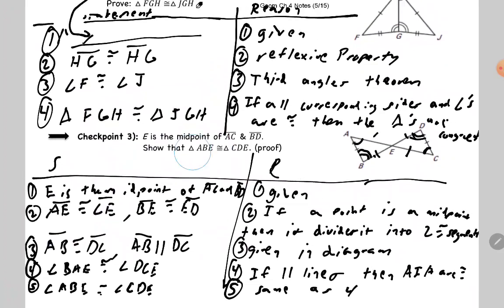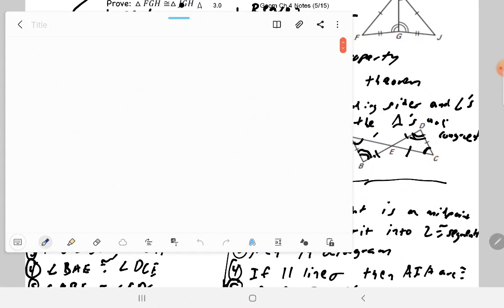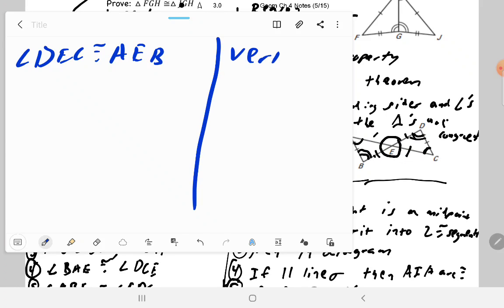Alright, and then 2 more steps, because we need to figure out the last angle. So that would be these 2 central angles here. So angle DEC is congruent to angle AEB, and that's because of vertical angles.